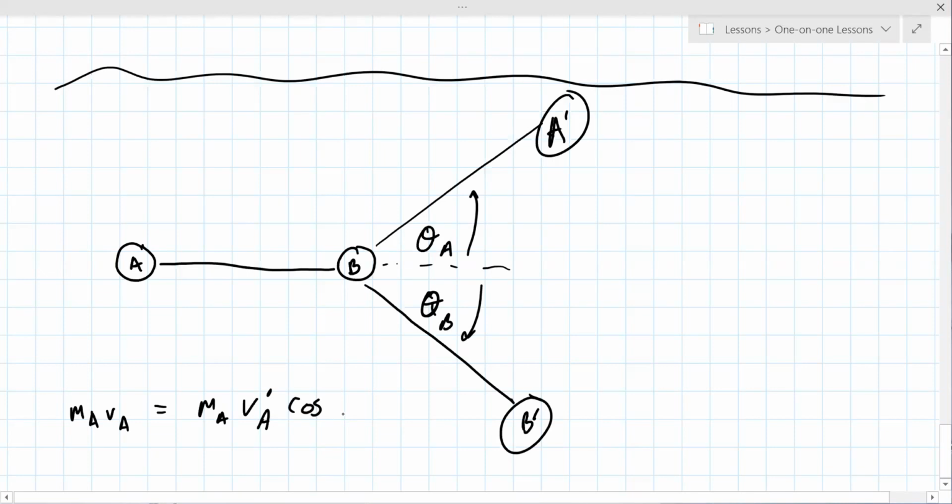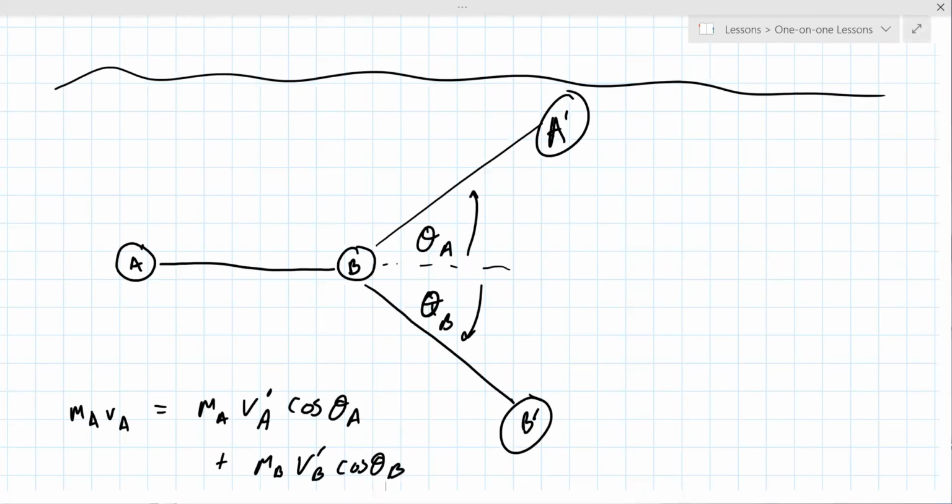I guess. MAVA and MA. Okay, yeah, there is cosine theta A plus mass of ball B, velocity of ball B prime, cosine theta B. And you don't move them around at all, right? No, just that letter A is, so this would be C. All right, I clicked VC on it. That's correct.